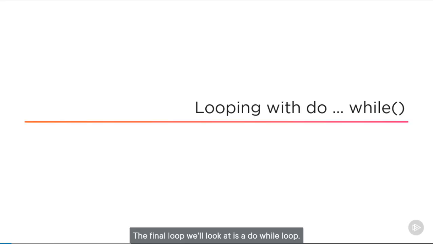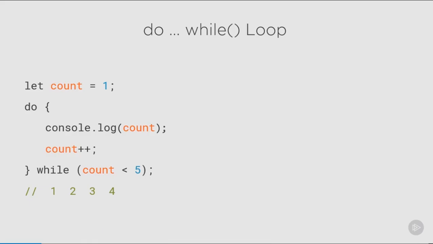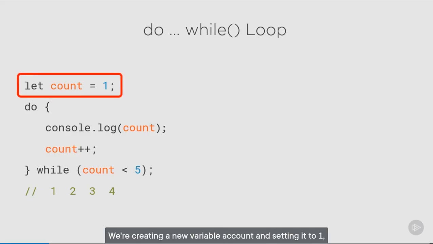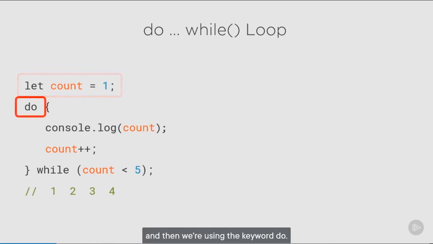The final loop we'll look at is a do while loop. You use a do while loop when you're guaranteed that the body of the code will run at least once. Let's take a look at this. We're creating a new variable count and setting it to 1. And then we're using the keyword do. That's the beginning of our do while loop.